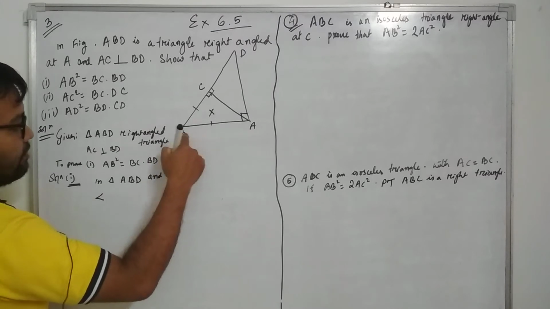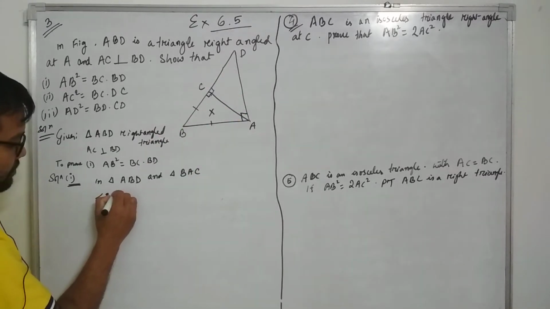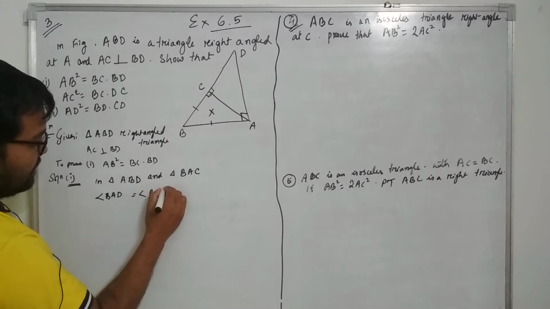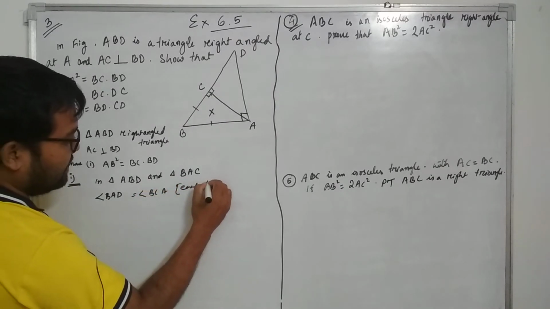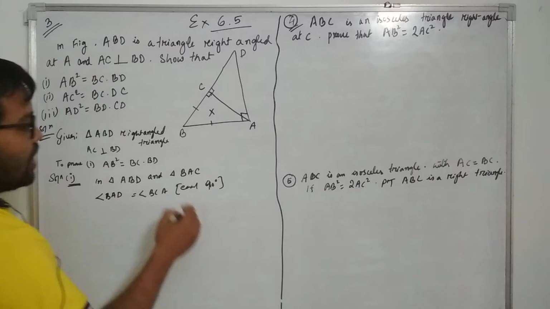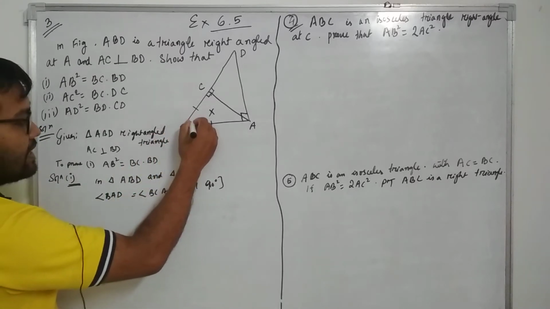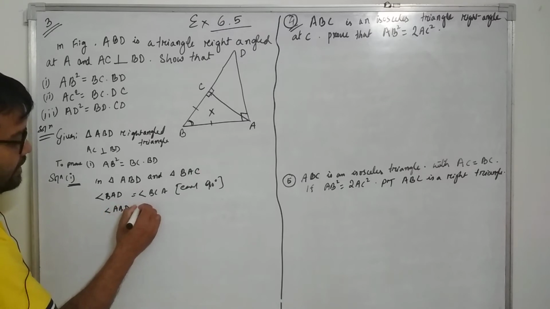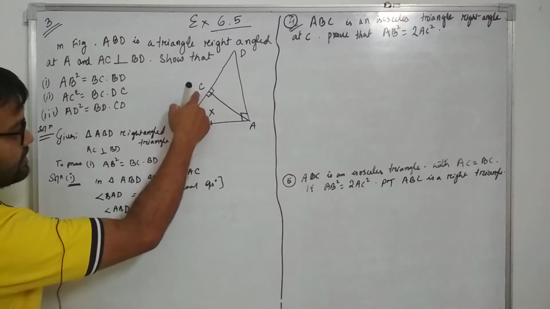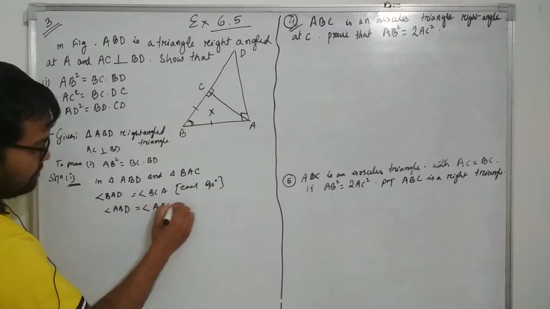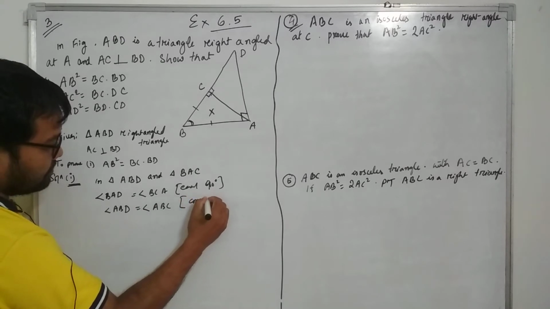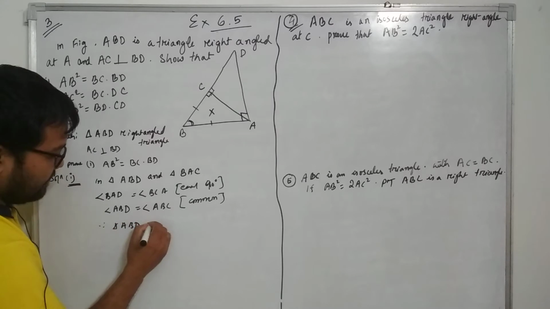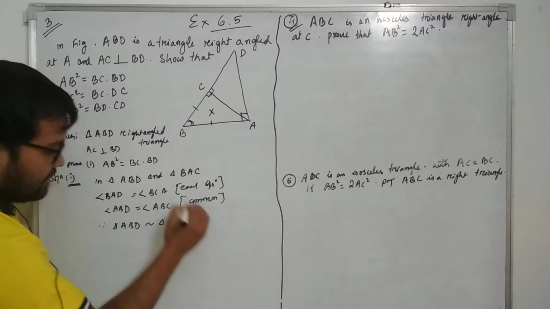Angle BAD equal to angle BCA is 90 degrees. Now if you see in both the triangles, angle B is common. Angle ABD equal to angle ABC, common. Therefore triangle ABD is similar to triangle BAC.